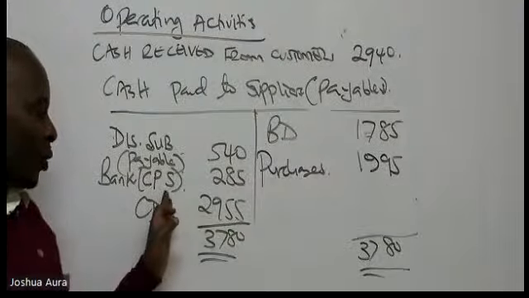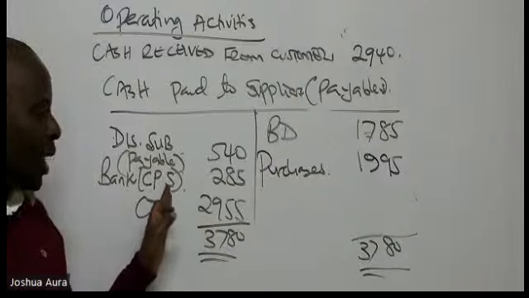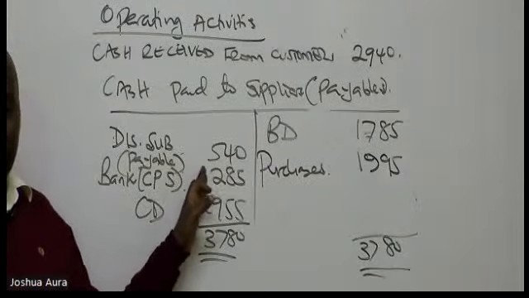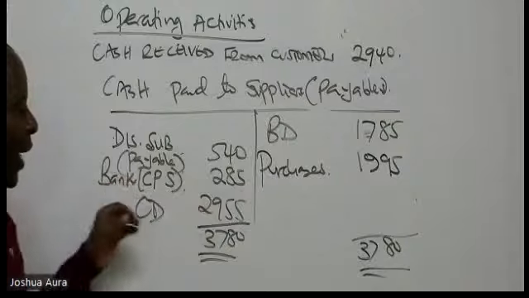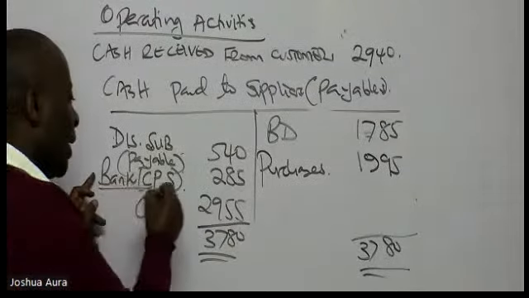You have to write this in full for your case. Cash paid to suppliers is 285. So please, if you have a highlighter, could you kindly highlight this?